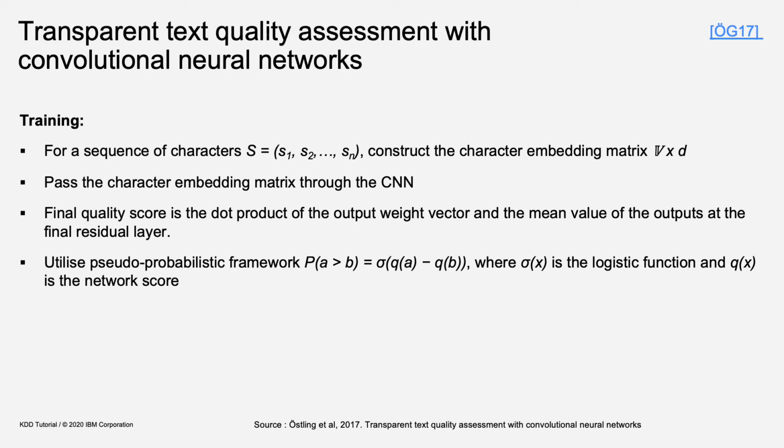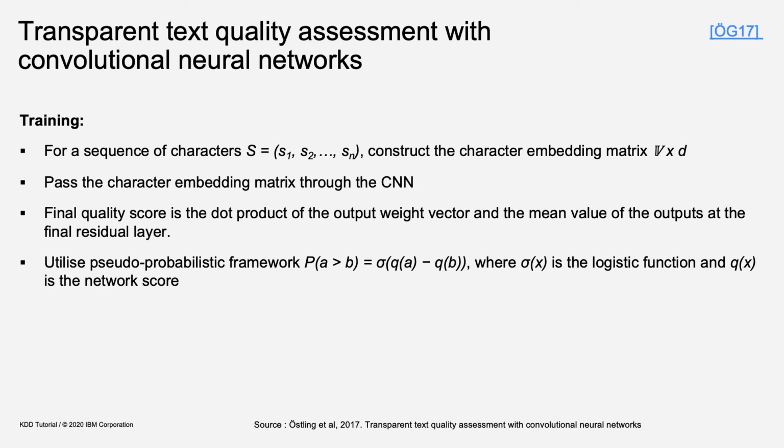For training the CNN model, given a sequence of characters S equal to S1, S2 up to Sn, the authors propose to first construct a character embedding matrix V cross D, where V is the character vocabulary and D is the embedding dimension. The model employs one-dimensional convolutions with kernels of size 3, 5, 7, and 9 in order to capture character n-grams of varying size and utilizes residual connections for training. The final quality score is computed as the dot product of the output weight vector and the mean value of the outputs at the final residual layer.